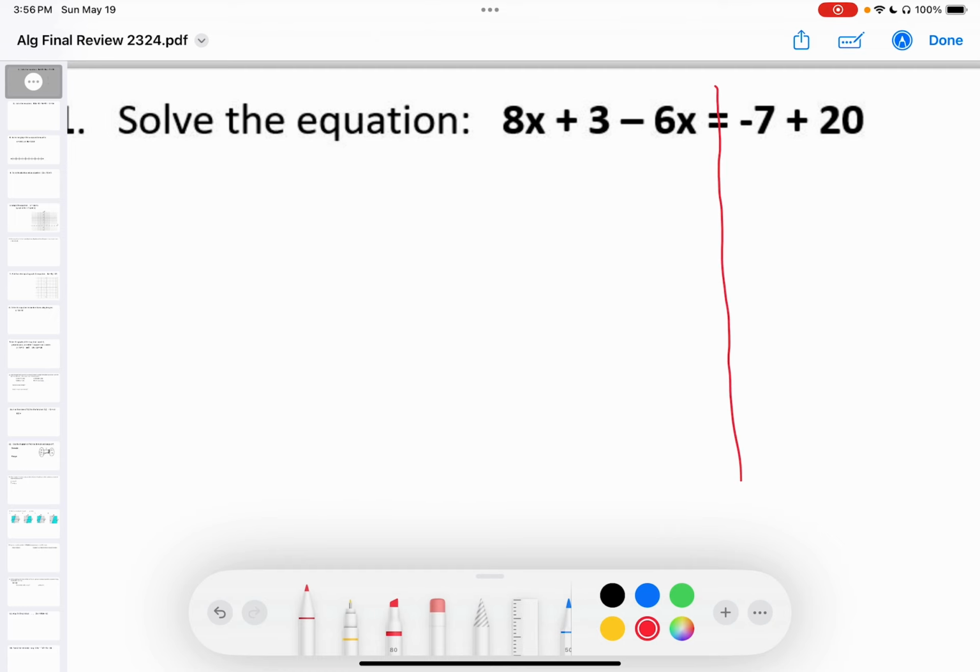So the first thing we're going to do is combine like terms. So I've got 8x and negative 6x. I'm going to combine those to 2x and then plus 3. On the right side, we're going to do our negative 7 plus 20 and just do the arithmetic there to get 13. So now we've got just a single variable on the left side, which means we can leave that.